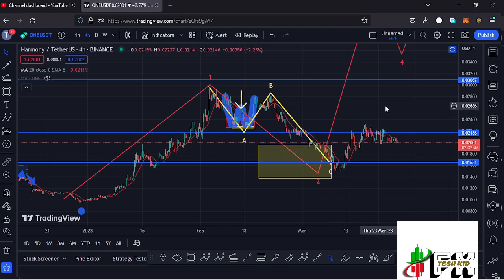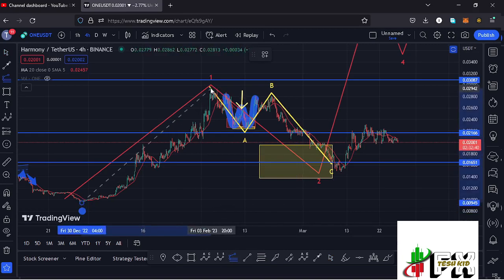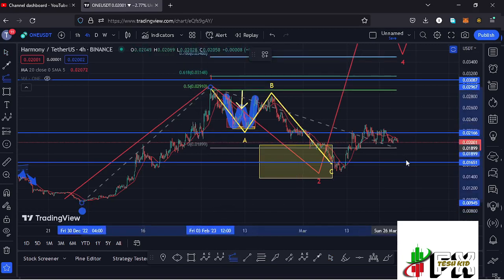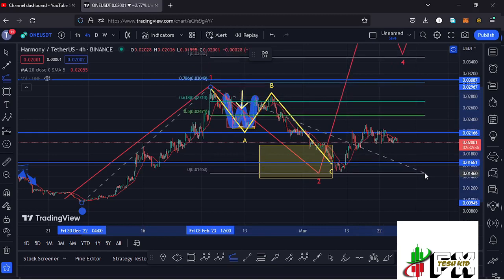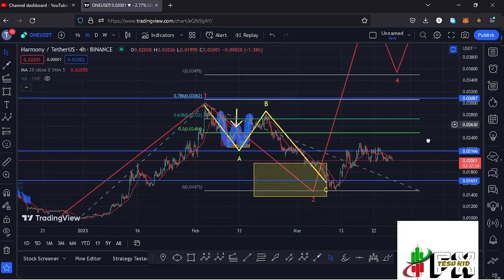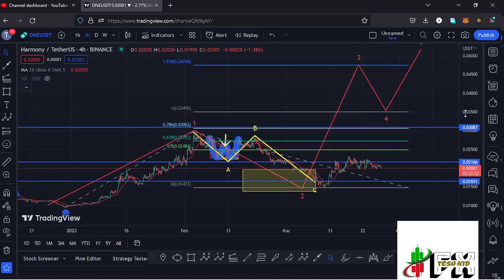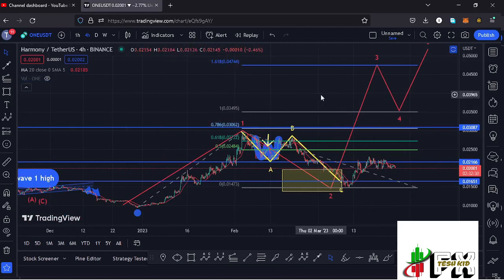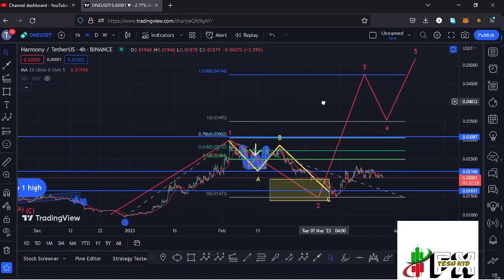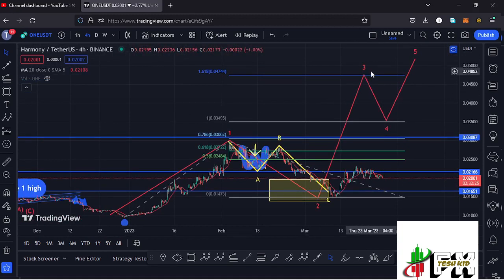And allow me to sketch out a target area to the upper side in the formation of that wave 3 by connecting the trend-based Fibonacci from the low of the first wave to the high of that wave 1, then dragging the Fibs to the low of the second wave, and that now gives me a minimum target area to the upper side in the formation of that wave 3 at the Fib level 1.618, and that is at around the $0.04744 mark, and that is the minimum that I'll be expecting this wave 3 to the upper side to do.